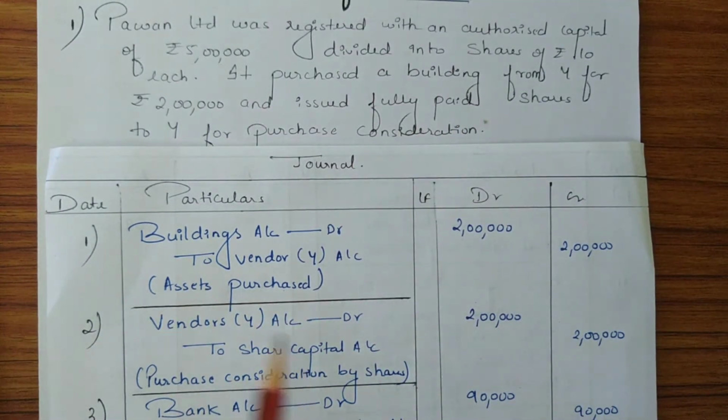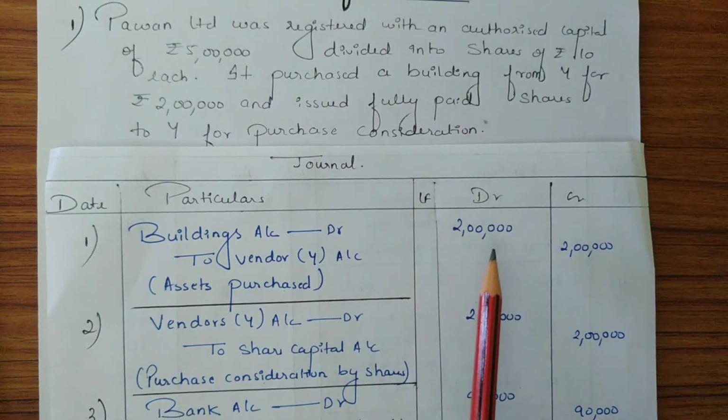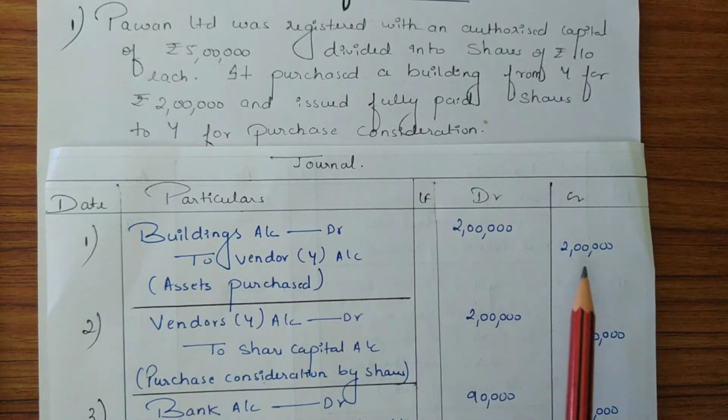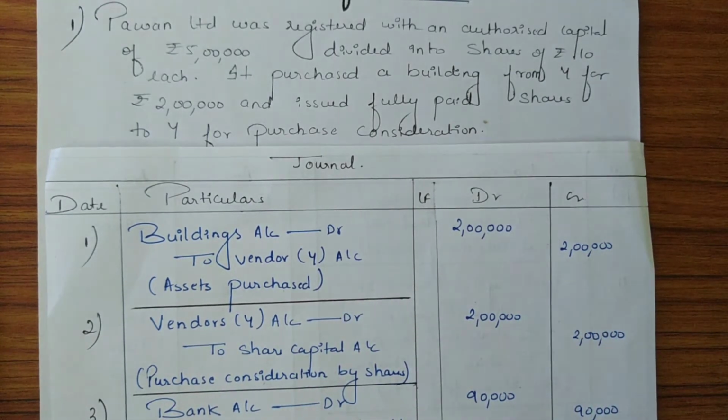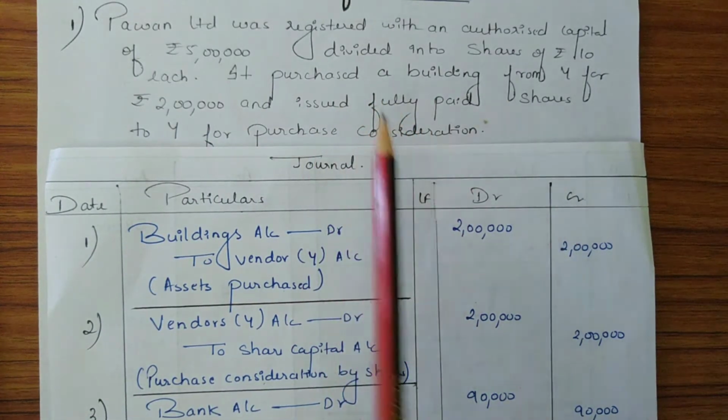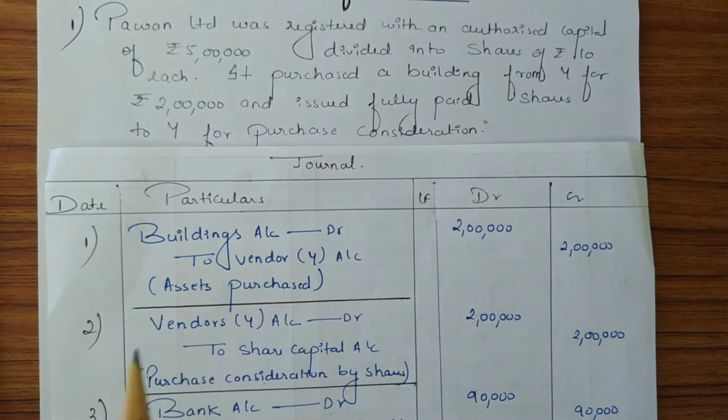As we have learnt earlier, when assets are purchased from vendors, the entry is always sundry assets account debit to vendor. So the asset here is building. So buildings account will be debited with the amount 2 lakh to vendor account. Vendor is Y here. So Y will also be credited with the amount 2 lakh. Now the building is purchased and payment has been made by issue of shares to the vendor. So the entry for this will be vendor's account debit, that is Y account debit to share capital, and the amount will be 2 lakh and 2 lakh.